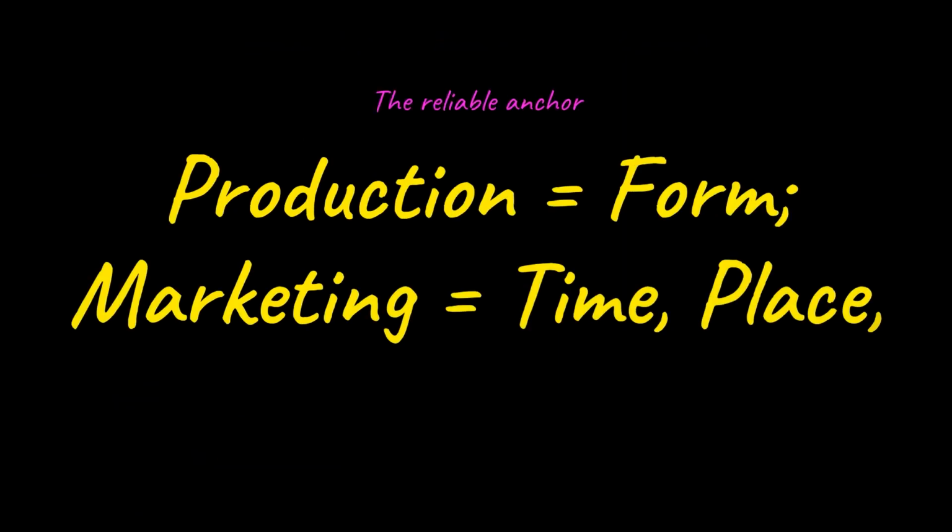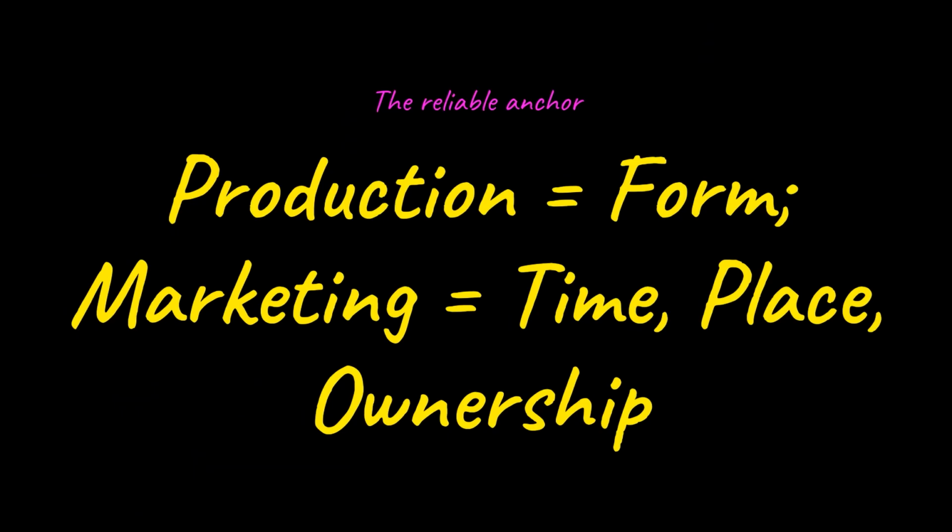The signal words make sorting straightforward. When wanted means time utility. Where wanted means place utility. Easy payment means ownership utility. And a finished usable form means form utility, the one type marketing never creates.